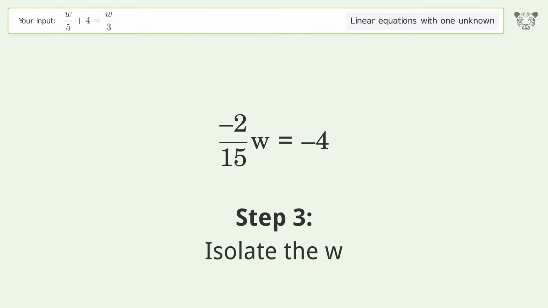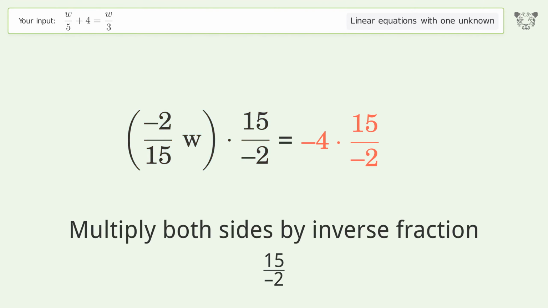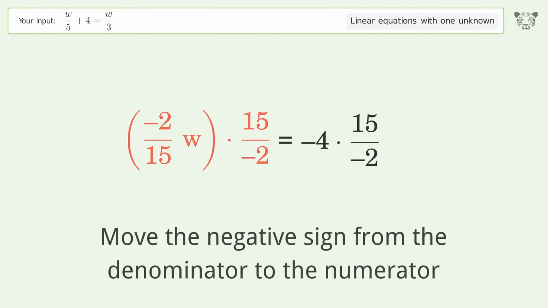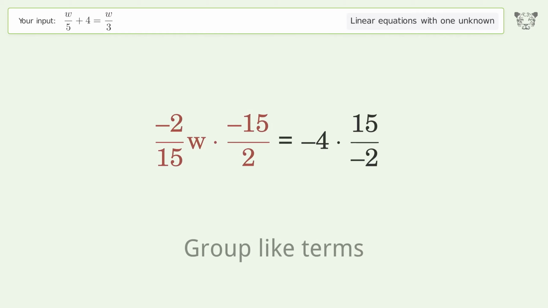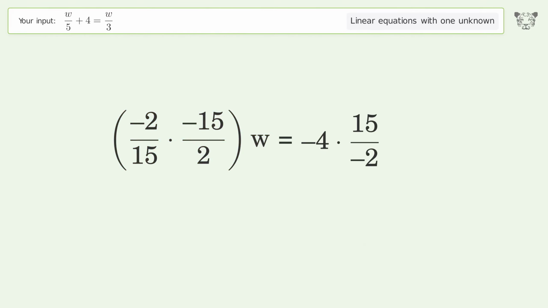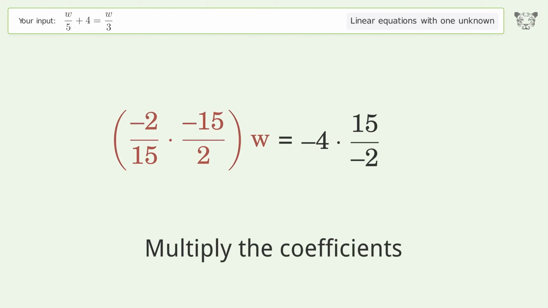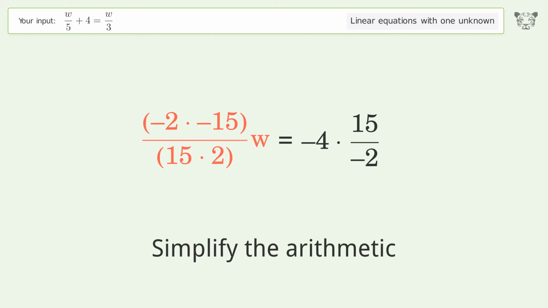Isolate the W. Multiply both sides by inverse fraction 15 over -2. Move the negative sign from the denominator to the numerator. Group like terms. Multiply the coefficients. Simplify the arithmetic.